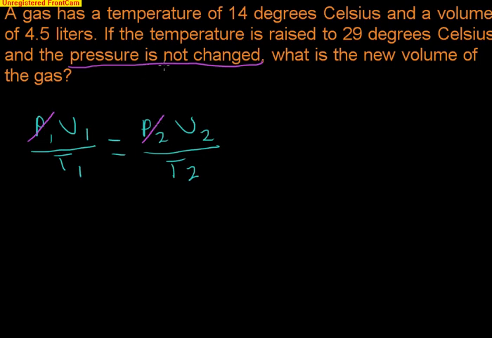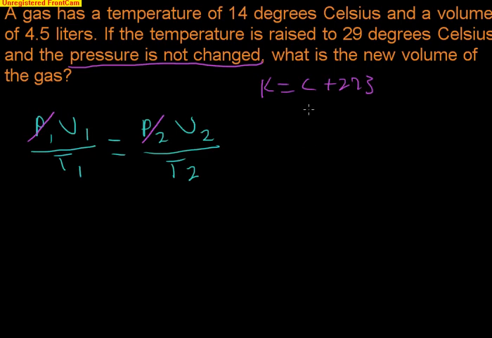Plus, they don't even tell us what the pressure is. So we just take the P out of the equation, and we end up with V1 over T1 is equal to V2 over T2. Now let's go ahead and start plugging in our values for volume and temperature. A gas has a temperature of 14 degrees. So we know that 14 degrees is going to be our initial temperature. But once again, we can't use degrees Celsius. We have to use Kelvin. And as you recall, Kelvin is equal to Celsius plus 273.